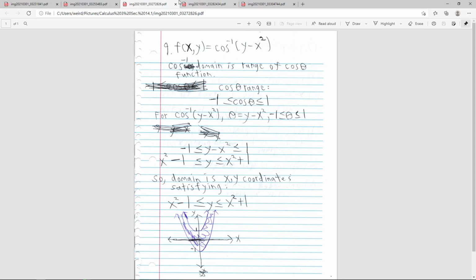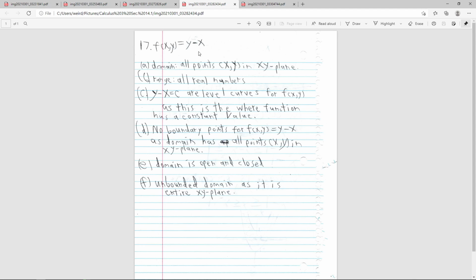But we have one more idea involving all these ideas. For this, we have two functions to look at. This first one is somewhat simple, y minus x. It's a very simple two-variable function. The domain is all points x, y in the xy plane, which is obvious because you can plug in any value and it'll be defined. The range is, of course, all real numbers, because of the simplistic nature of it.